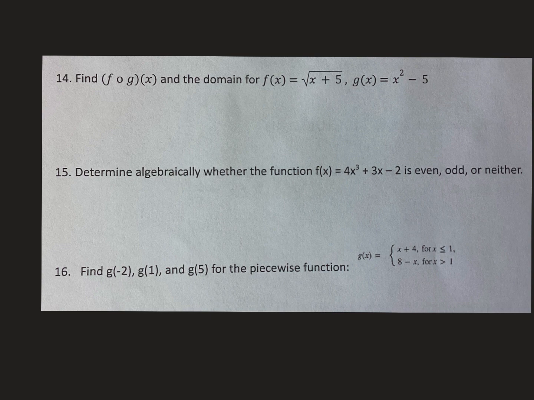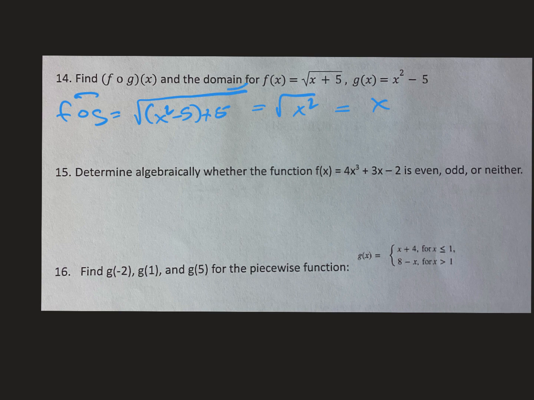14, find f of g and then tell the domain. F of g, you're going to plug g into f, function g. So function f has a big square root. I'm going to put function g, which is x squared minus 5, where the x was. If I do that, the 5's cancel. Leaves me x squared in there, which is just x.